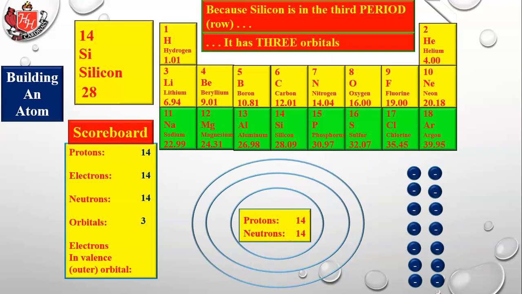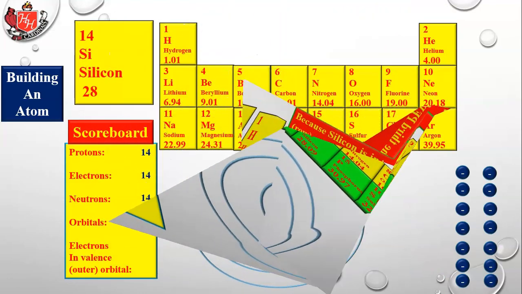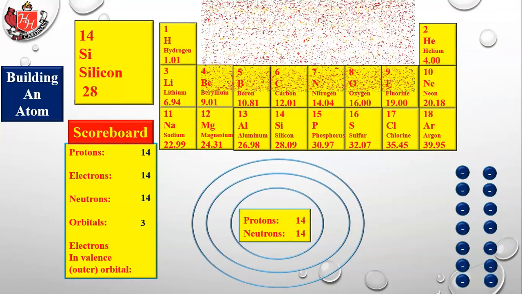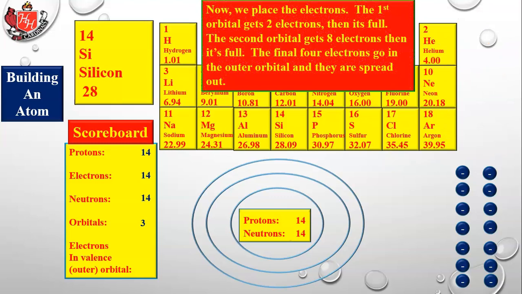So we're getting there. Now the last thing we have to do is place the electrons. We could figure out the number of electrons in the valence orbital right now, but we're going to go ahead and place the electrons first. Okay, so here's how they place them, and you want to pay attention to this and do it exactly the way that I do it here. So we're about to place the electrons.